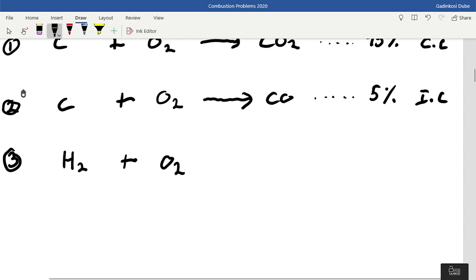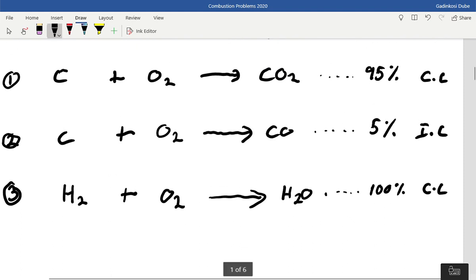Okay, hydrogen gives us H2O. Since we're not told anything about hydrogen, we assume that it goes to 100% completion. So it's a complete conversion process. Now you can see here that our equations are not balanced, so it's also important that you balance your equation.